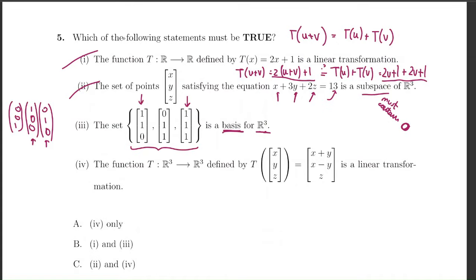So whatever way you prefer, you will see that these are linearly independent because they cannot be written as linear combinations of each other. So this is a true statement. This is a basis.